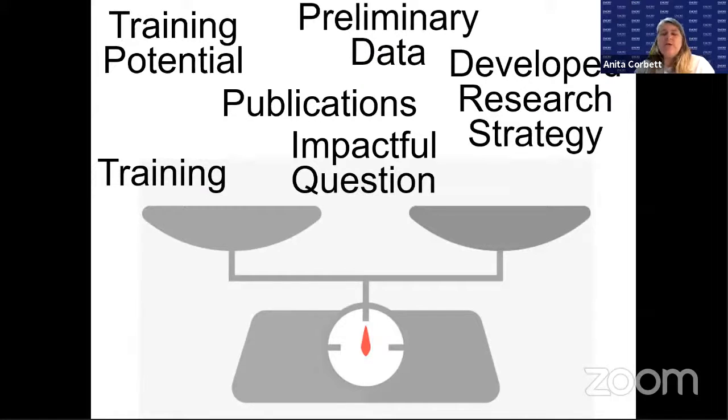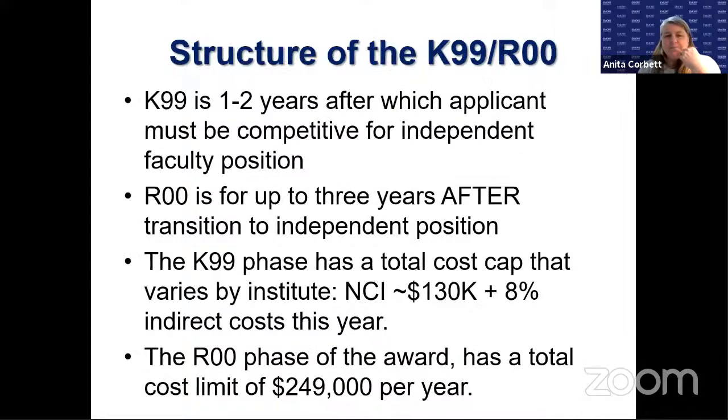And so back to this sort of strategic approach of trying to balance and identify how to structure your proposal. So as I already mentioned, the K99 is sort of 1 to 2 years after which the applicant has to be competitive for the independent faculty position. And the R00 is for up to 3 years after transition to an independent position. The K99 phase has different cost caps depending on which NIH institute. So NCI, when I looked it up, had about $130,000 a year with a small amount of indirect costs. And the R00 phase typically has a total cost limit of about $250,000 per year.